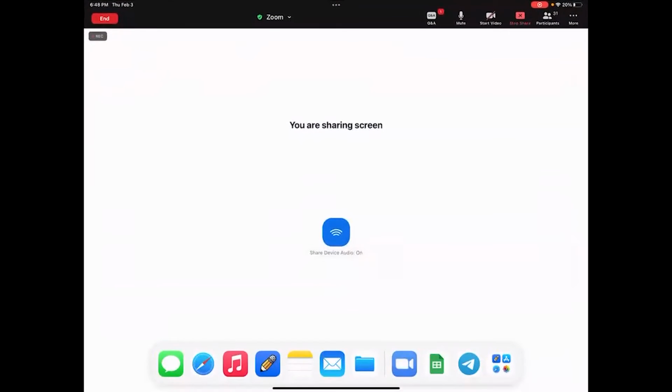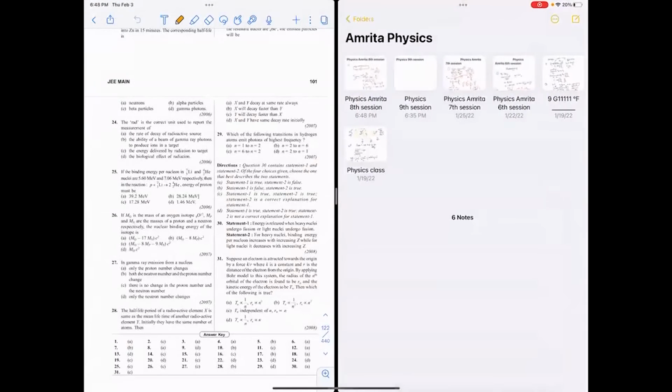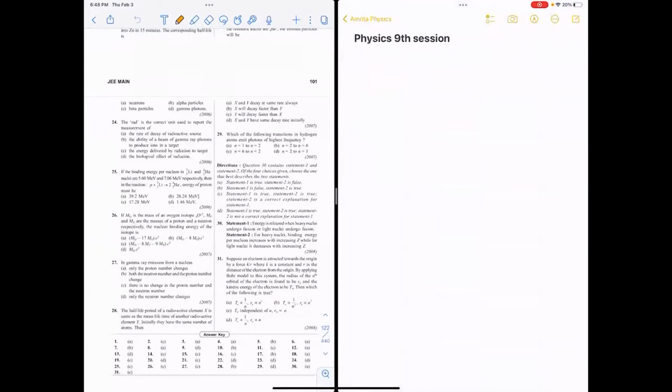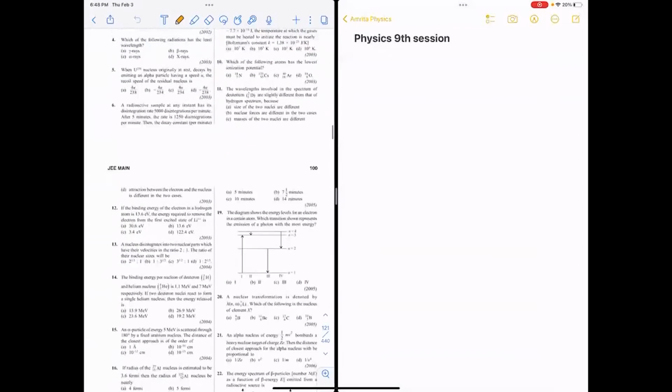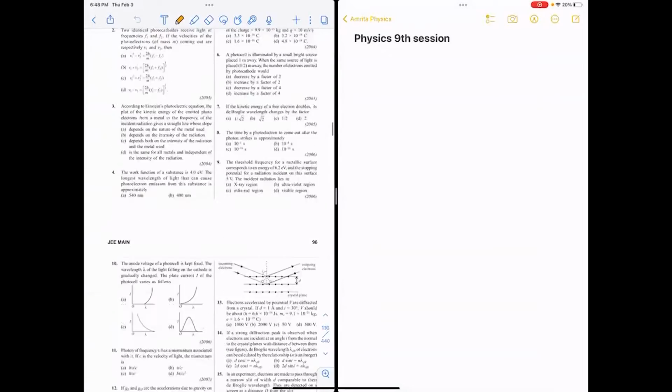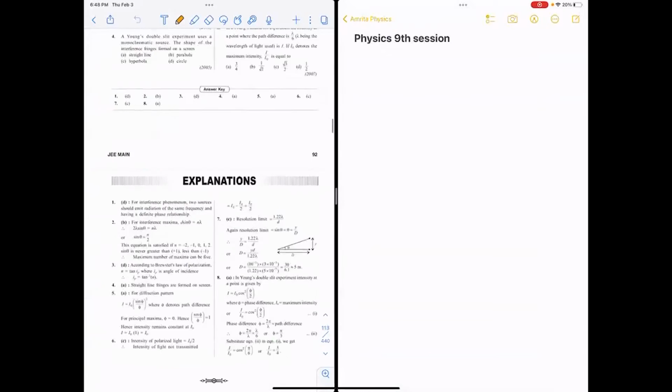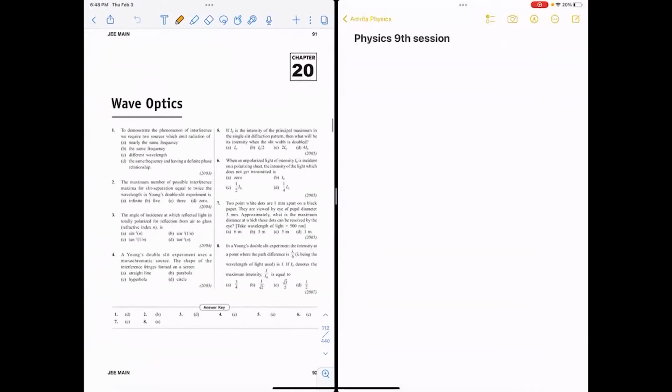Okay, so let us do a new topic today. We left at wave optics, then EM waves, and then modern physics. So wave optics, let us do the question. To demonstrate the phenomenon of interference, we require sources with a relation of what, guys?